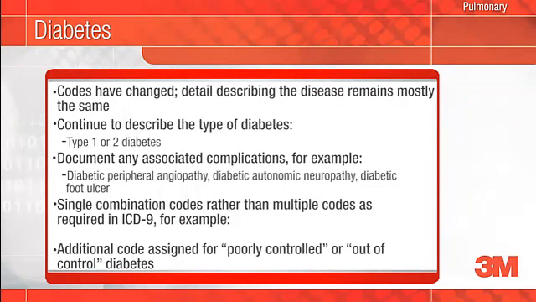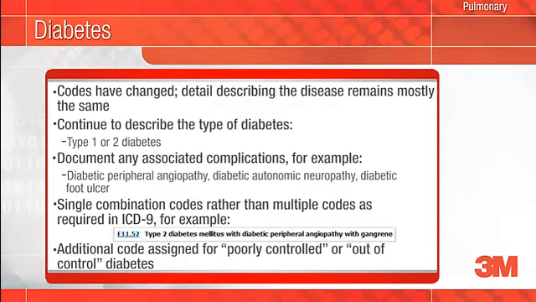The good news is that ICD-10 uses single combination codes to describe the disease. ICD-9 usually required multiple codes. Take, for example, the diagnosis of type 2 diabetes with diabetic peripheral angiopathy with gangrene. This diagnosis required 3 codes in ICD-9, but in ICD-10, 1 code reports everything. An additional code is assigned when you describe the patient's diabetes as poorly controlled or out of control.